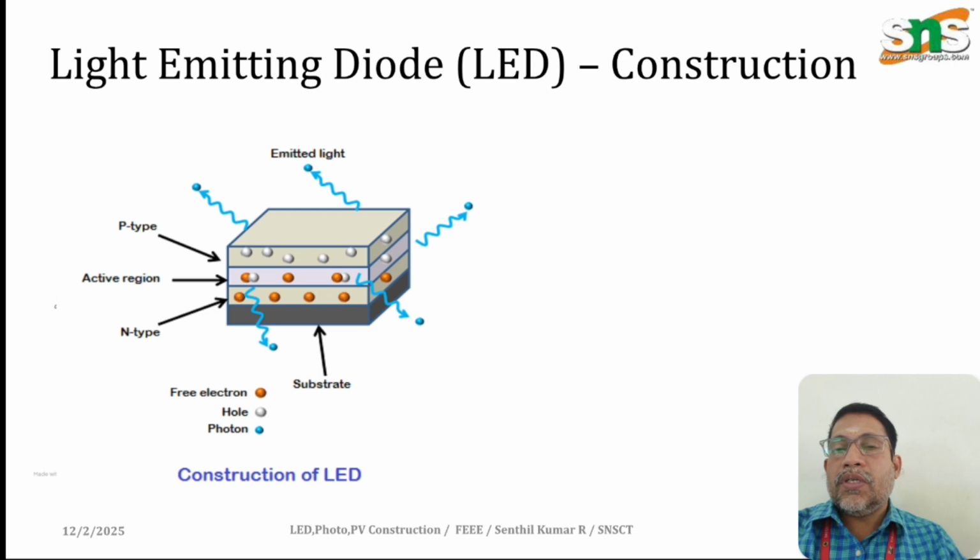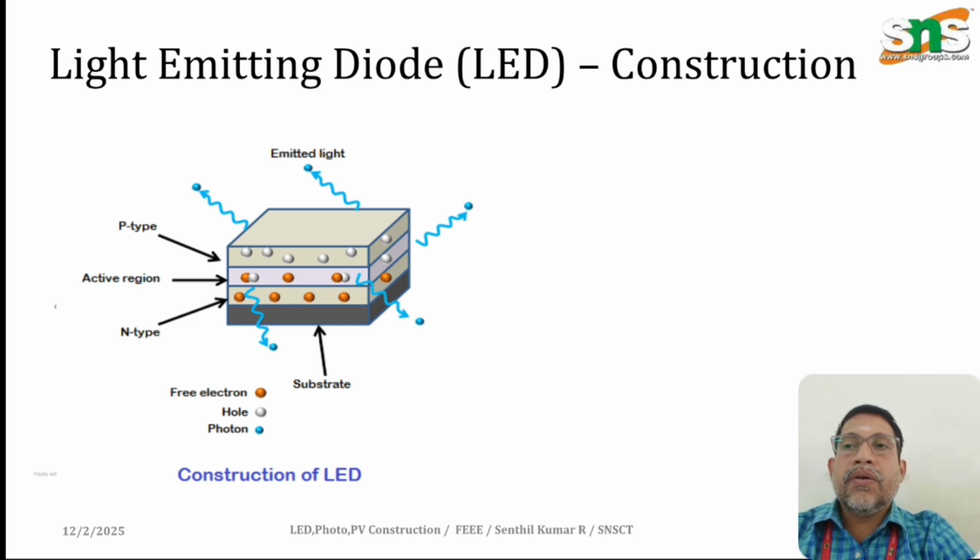The construction of an LED, which is represented here, consists of two layers: one is a P type region and another one is an N type region, similar to our PN junction diode, whereas the material is different. Gallium arsenide is included here. As per the previous slide, the colors depend on the doping level and the energy band gap.